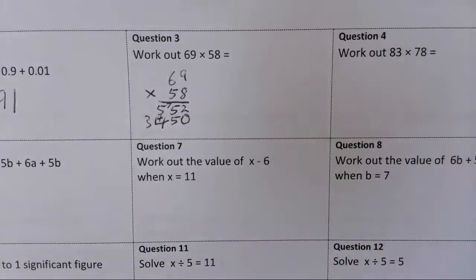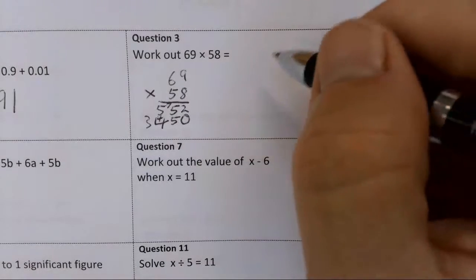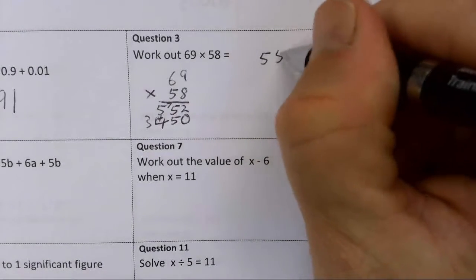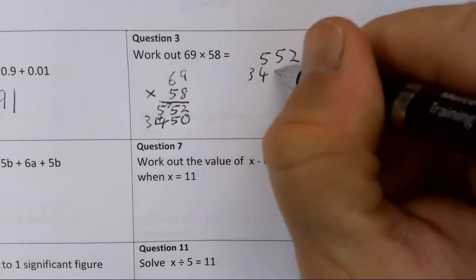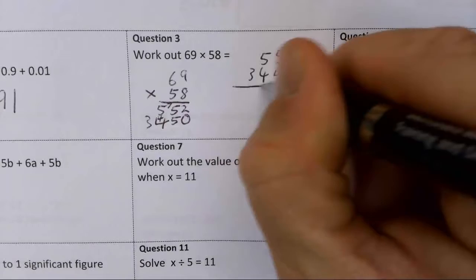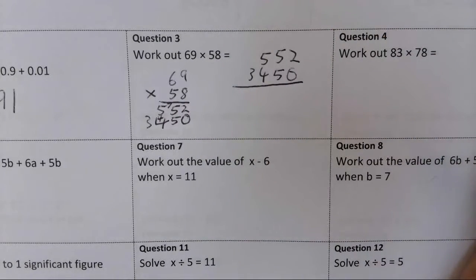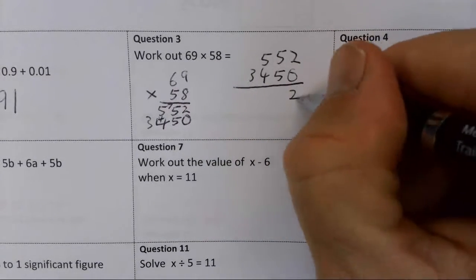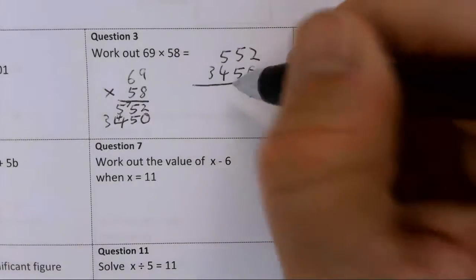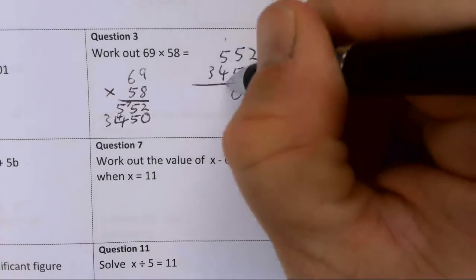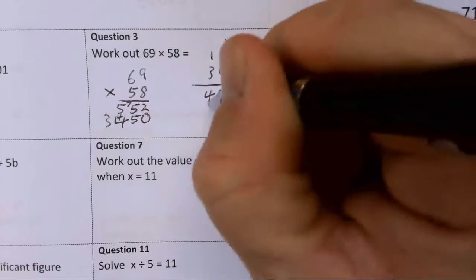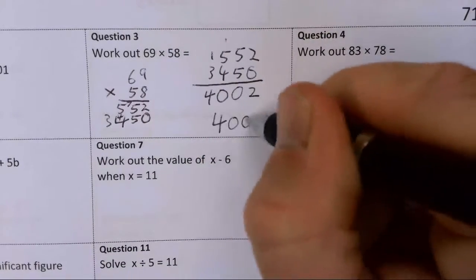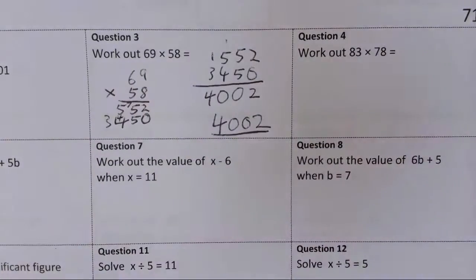Now, I've run out of space here, so I'm just going to rewrite this over here. I've got 552, and I've got to add on 3,450. Just be careful with your columns. So 2 plus 0 is 2. 5 plus 5 is 10, so a 0 and a 1. 5 plus 4 is 9, and one more is a 0. Carry that 1, 4,002. But I must see the working out, please, guys.